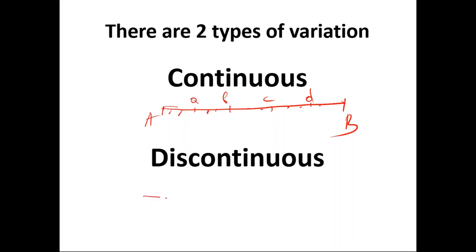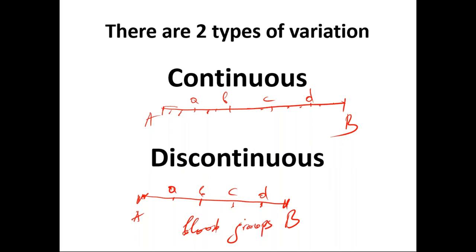But in the discontinuous one, if this is A and B, within the limit you can get just very limited numbers. For example, A, B, C, and D. That's all. I mean, there is not a continuous range of measurements that can be made. For example, let's say blood groups. We have four blood groups, so you cannot choose a fifth blood group. Why? Because you don't have it. You have just four blood groups. That's why this is discontinuous. You have just a limited set of possible answers. But in the continuous one, you can choose anything.